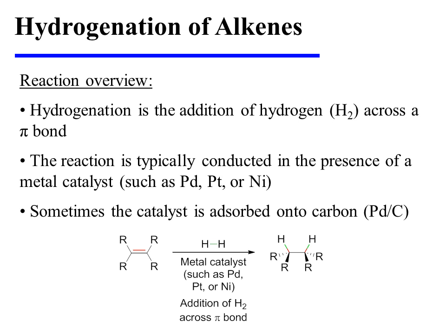Hydrogenation is the addition of hydrogen across a pi bond. The reaction is typically conducted in the presence of a metal catalyst such as palladium, platinum, or nickel. Sometimes the catalyst is adsorbed onto carbon, such is the case with the common catalyst palladium on carbon. The net result of the reaction is that the alkene pi bond is ultimately reduced so that the product is an alkane.